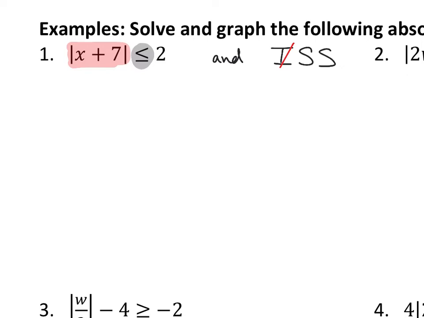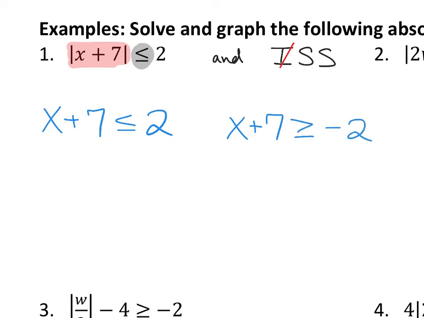The first S says to separate. I'm going to separate it into x plus 7, no more bars, less than or equal to 2. No changes. And the second equation is going to be x plus 7, and then the 2 changes. Flip the symbol, change the sign of the 2. Before today, when we did the separate step, all we did was do positive, negative. We're still doing that. We're just also flipping the symbol.